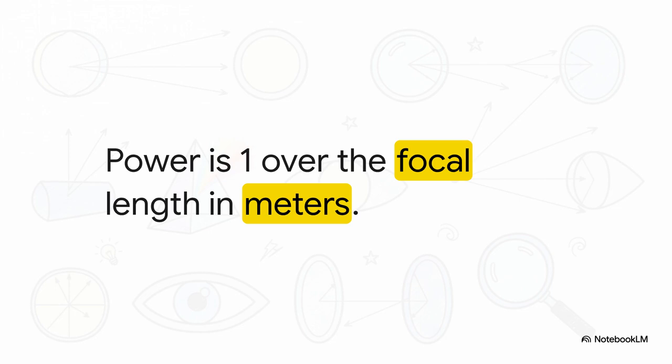When you divide the number 1 by the focal length in meters, you get the power in a unit called diopters, which is represented by a capital D. This inversely proportional relationship is just fascinating. Think about it. If you have a very short focal length, meaning the lens bends the light super sharply over a very short distance, the denominator is small. That makes the overall power, or the diopters, much larger. So a shorter focal length creates a much stronger, more powerful lens.